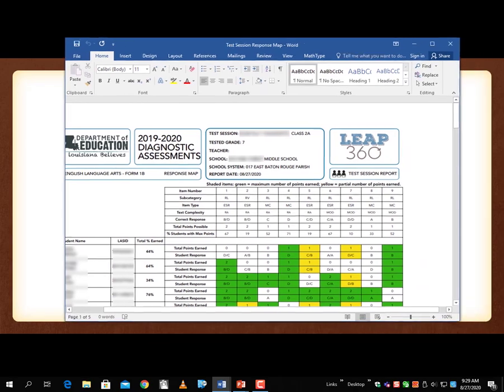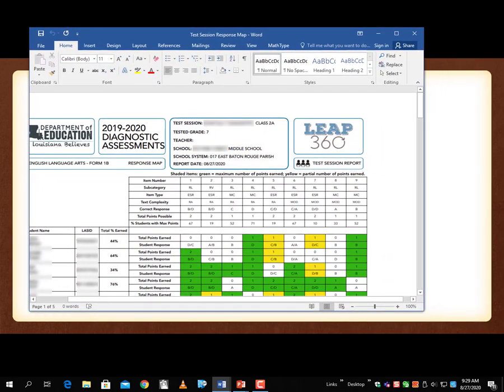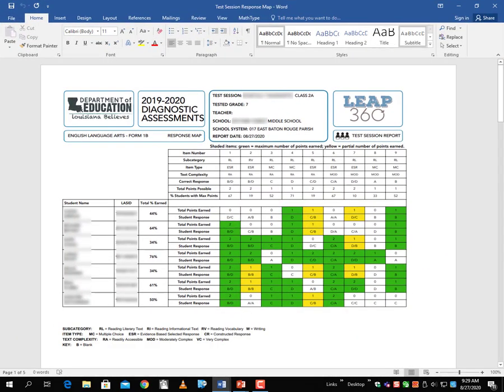So let's go ahead and take a look at each of these reports. So the first one is the test session response map. So let's look at a report that covers this. So I'm going to go ahead and expand this. And I want you to notice that in the top portion here, the test sessions is going to be listed, the test grade. So this is going to be a grade 7 here. And so notice right here it's called the test session report.